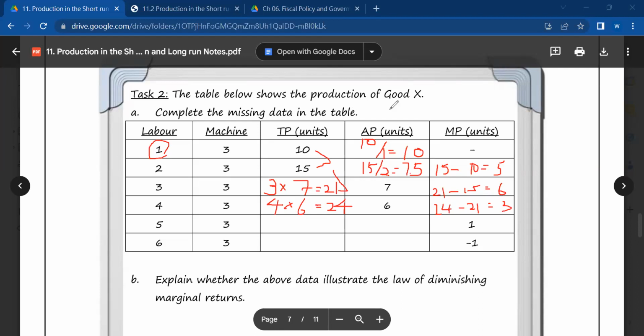Okay, TP 25. Yes, very good. Because we know that the total product of the fourth neighbor is 24, right? The fifth neighbor can produce 1 unit because this is his marginal product. So we add 1 to the 24 total product, then we can get the answer of 25.